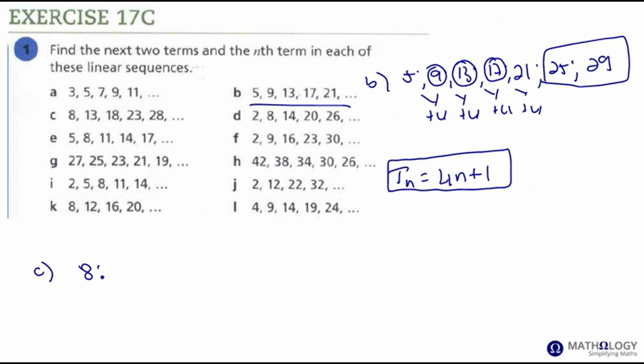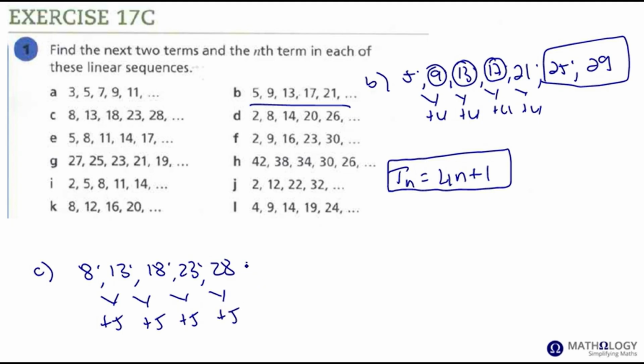Okay, C, 8, 13, 18, 23, 28. We are clearly adding 5 to every term here. So the next term will be 28 plus 5 is 33, and then the next term will be 33 plus 5 is 38. So those are the next two terms of the sequence.